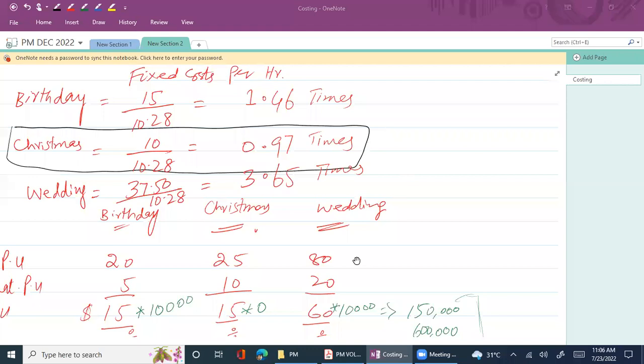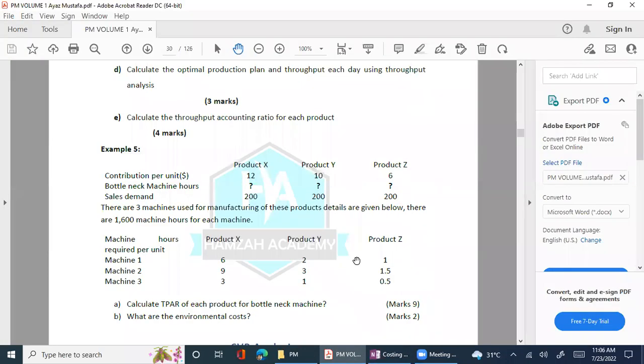Example 5. Contribution per unit is given. Bottleneck machine hours are missing. Sales demand is given. There are 3 machines used for manufacturing: machine 1, machine 2, machine 3. 3 products X, Y, and Z. 1600 machine hours for each machine. Calculate the throughput accounting ratio.